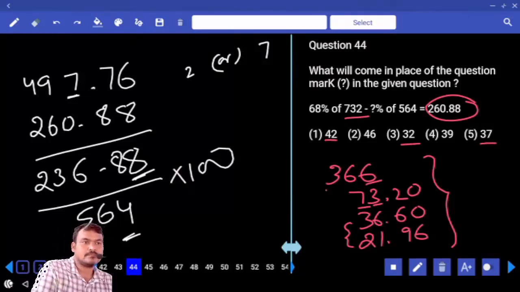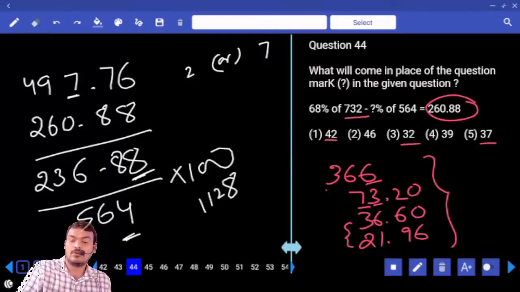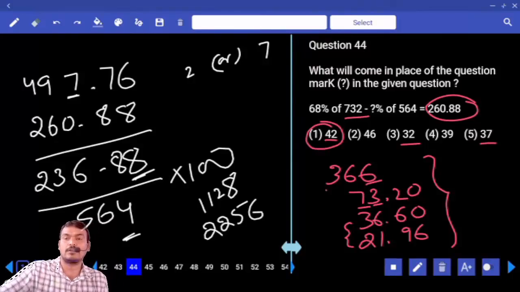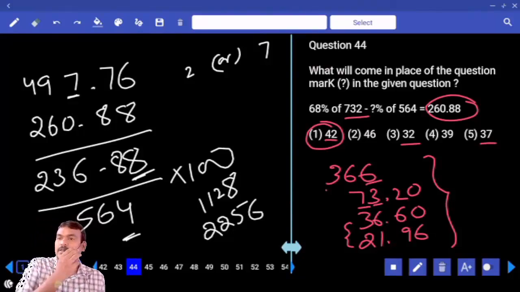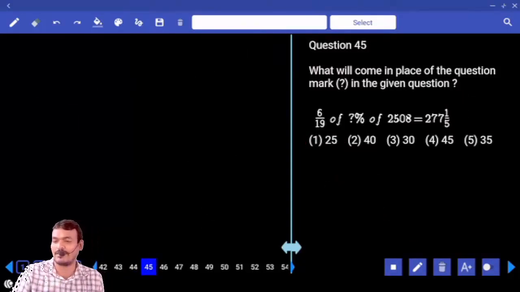564 double 1128. 1128 double 2256. Means it is more than 40 times or less than 40 times? More than 40 times. Which option? 42. More than 40 times or less than 40 times? More than 40. Okay, sir. Next question number 45.